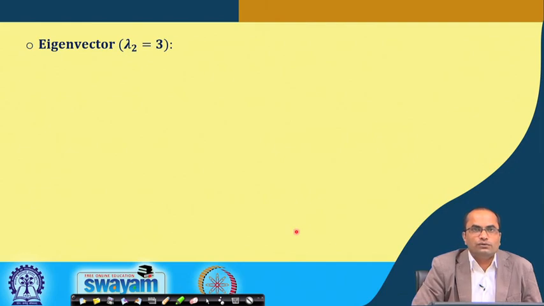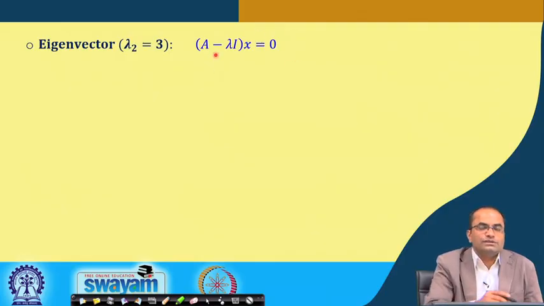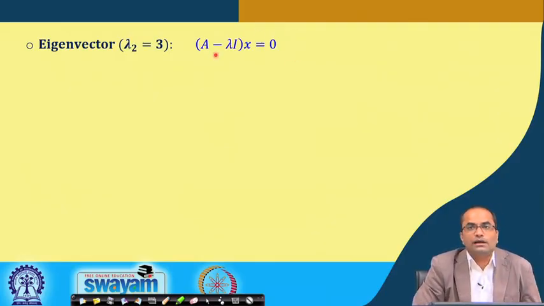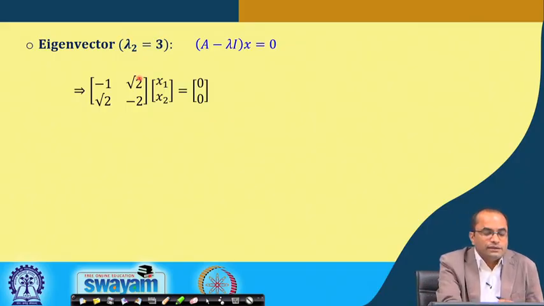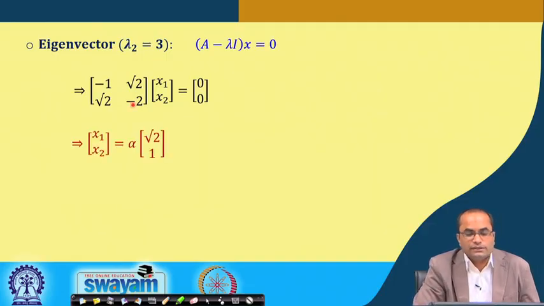Similarly, we can also look for the eigenvector corresponding to lambda 2 equal to 3. So, again we have to solve the system of equations A minus lambda I times x is equal to 0 this time, and again this lambda will be subtracted from this matrix A.